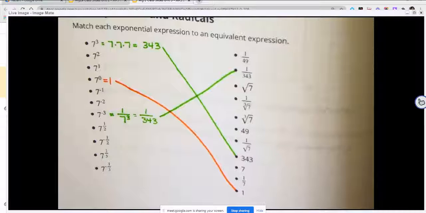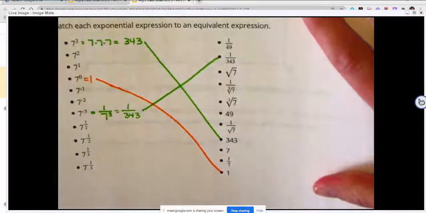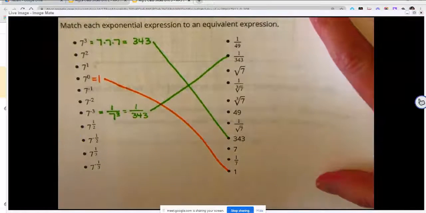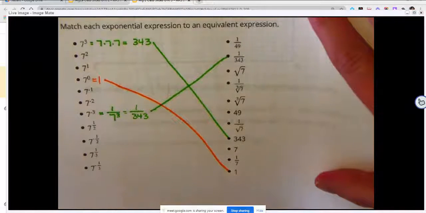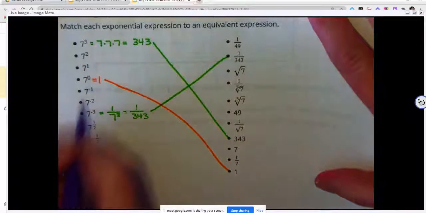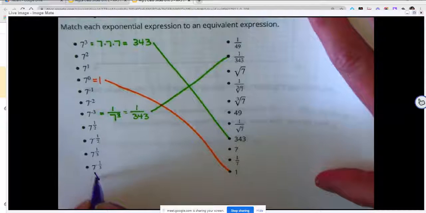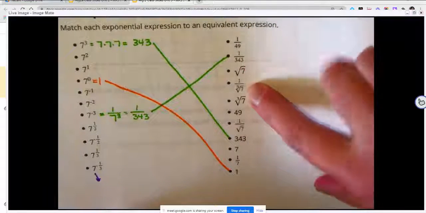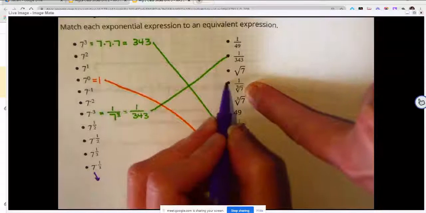Joe, did you have another one that you made a match for? So trying to follow my lines, I have 7 to the negative 1/3, all the way at the bottom. And I matched it to the fourth one down. The fourth one down. 1, 2, 3, 4. Nice. Good match going on.